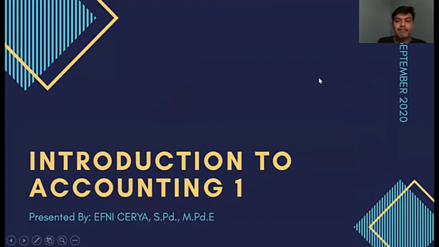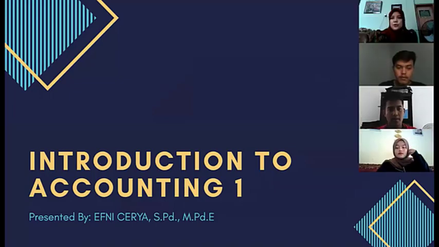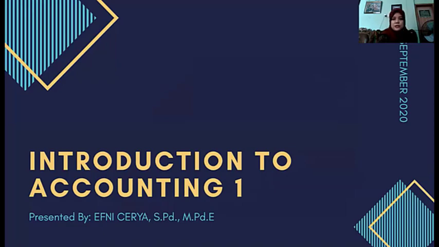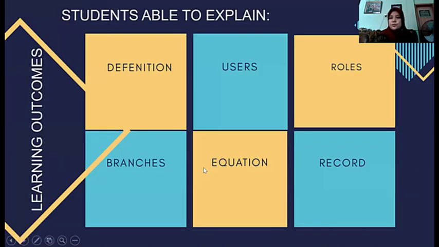Introduction to Accounting 1. When we talk about the introduction or the basic concept of accounting, we will discuss the definition, users, rules, branches, equation, and record. After you learn the basic concept of accounting, you will be able to explain these six things: definitions, users, rules, branches, equation, and record.